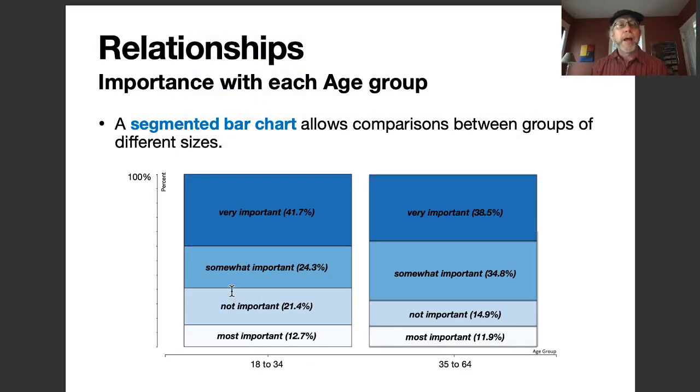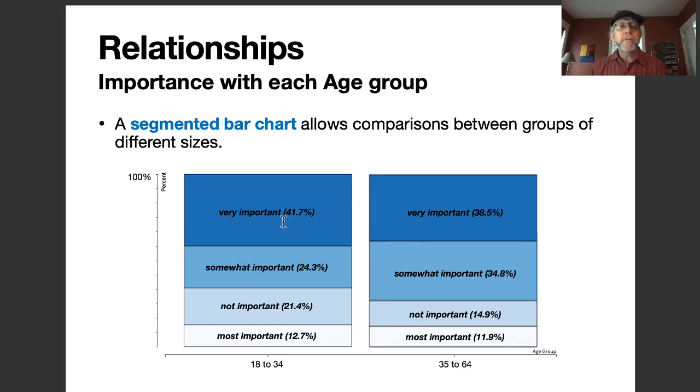So now my y-axis here is percents, and both bars have 100% height because I'm putting all responses from the 18 to 34-year-olds in their bar and from the 35 to 64-year-olds in their bar. So that's 100% in both groups. But the segmentation is now done on the basis of percentages rather than raw numbers, and so we can make a comparison, right?